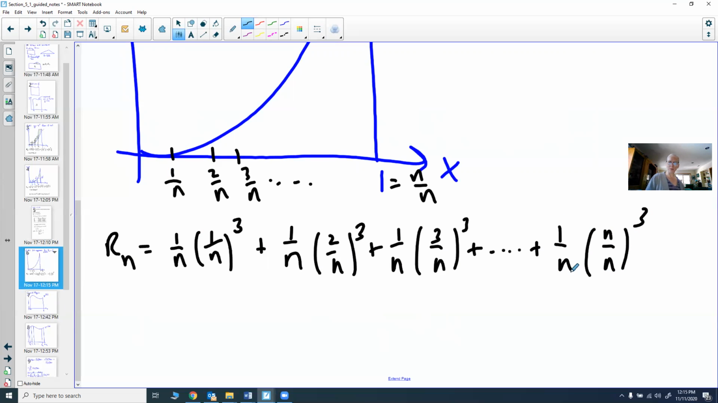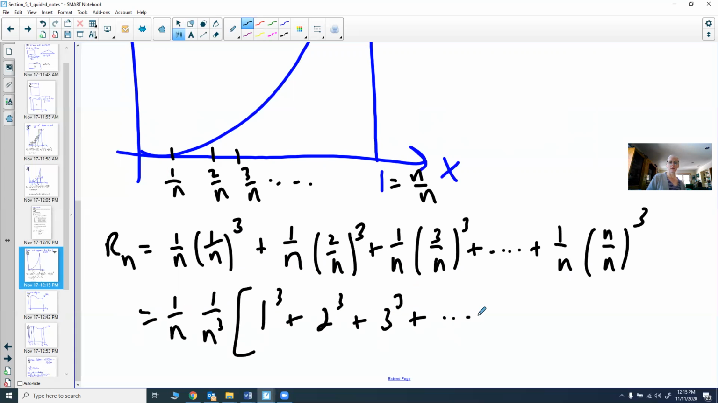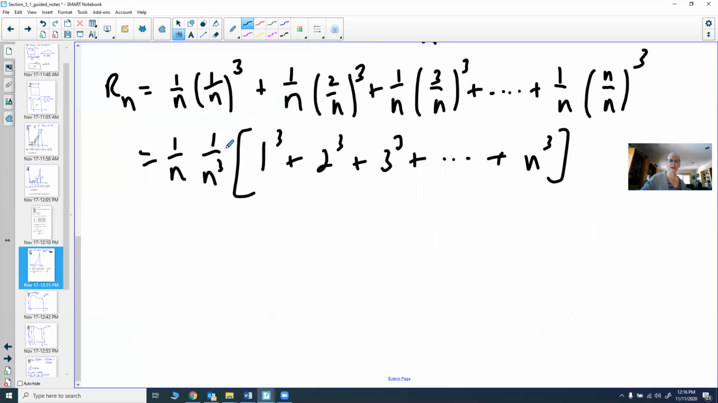And notice I didn't write it as 1 because I want to think about a pattern I'm seeing here. One thing I noticed is that every single one of these terms has a 1 over n in it, so I can pull that out. The other thing I noticed is that each one has an n cubed in the bottom, so I can pull that out. And what I'm left with is 1 cubed, 2 cubed, 3 cubed, all the way up to n cubed. But if I'd written this as 1, I wouldn't have seen that. So this is why it's important not to always simplify things. And this looks like the answer. So if I could just figure out what this sum is, I'd be in good shape.